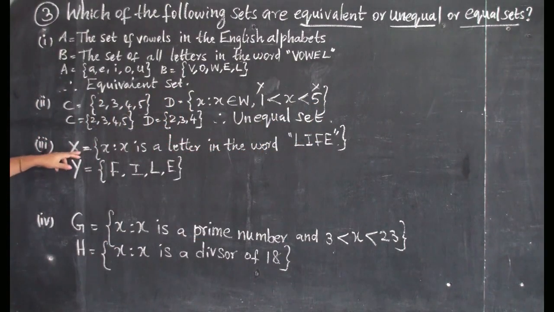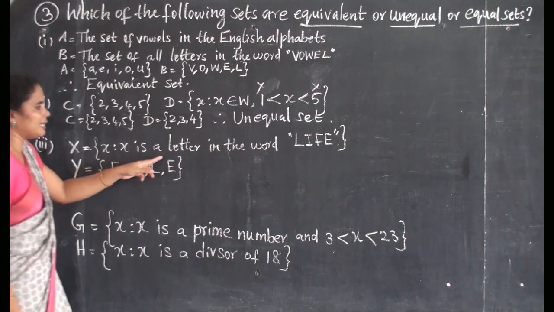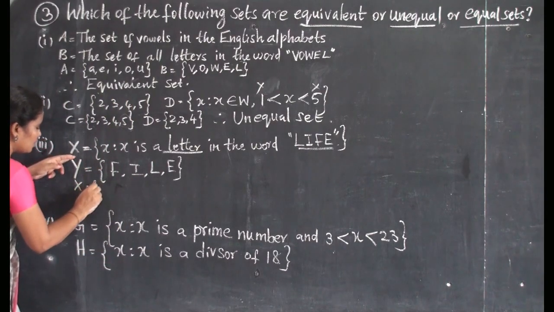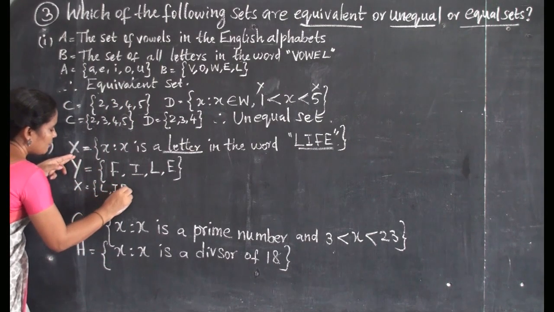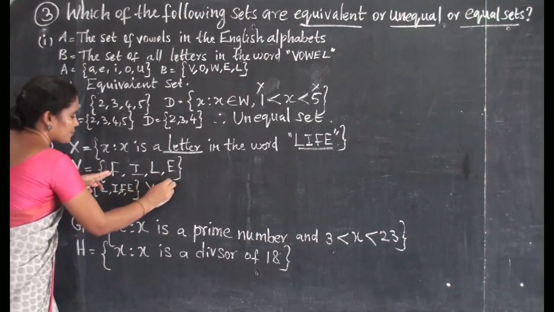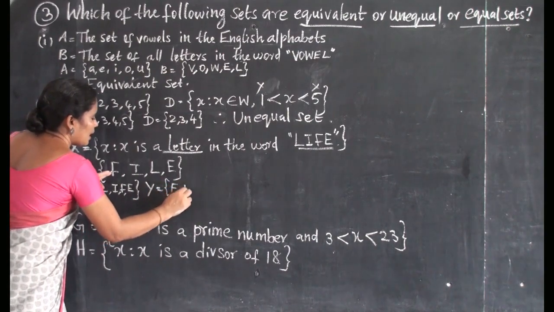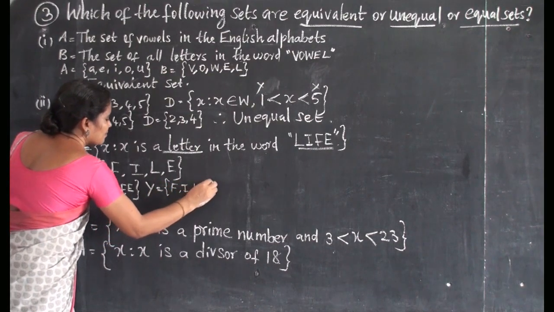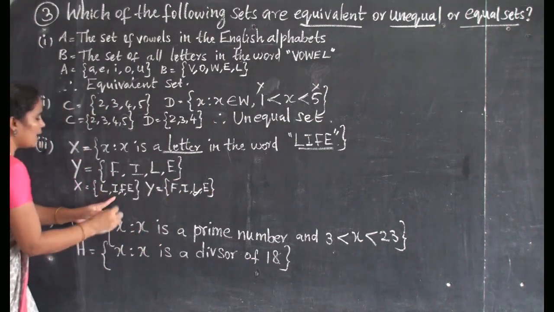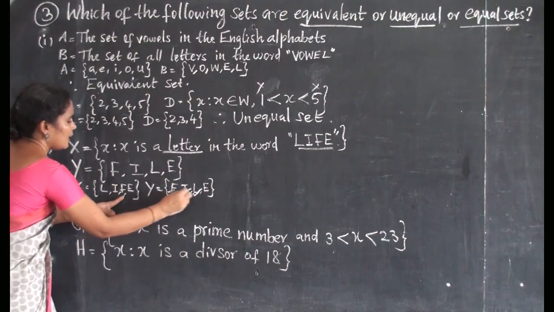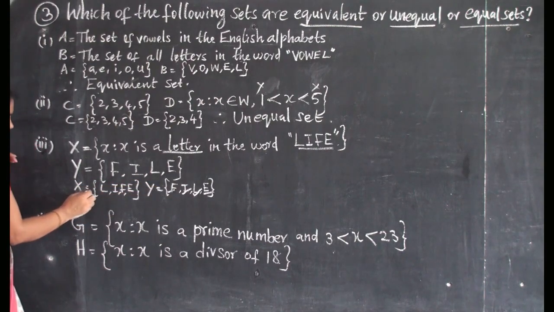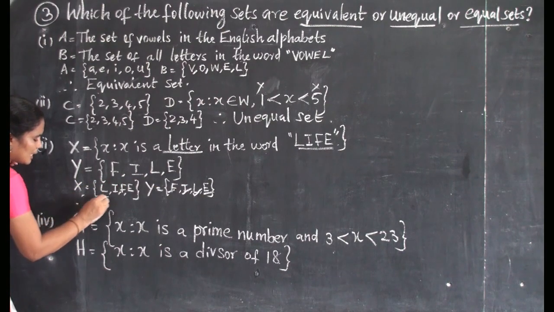Question number 3. X is equal to {x such that x is a letter in the word life}. Letter in the word life. So X is equal to L, I, F, E. Then Y is equal to F, I, L, E. Here we can check whether L is in Y also, I, F and E. All the elements in X are present in Y. So it is an equal set.